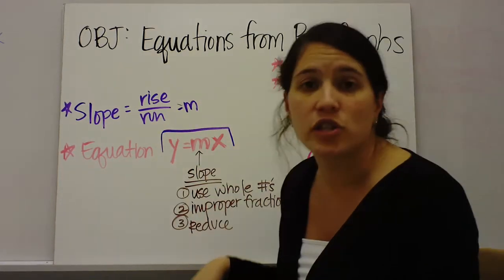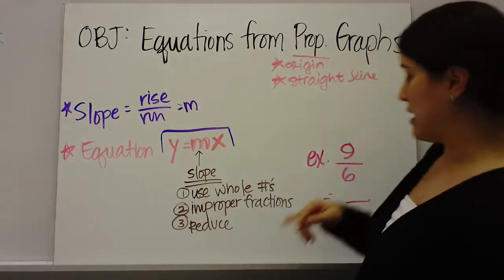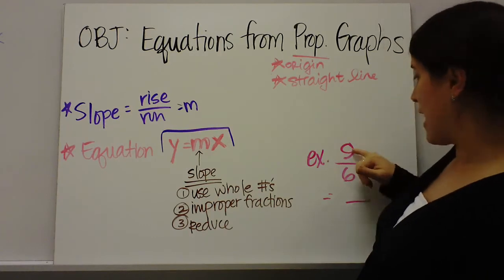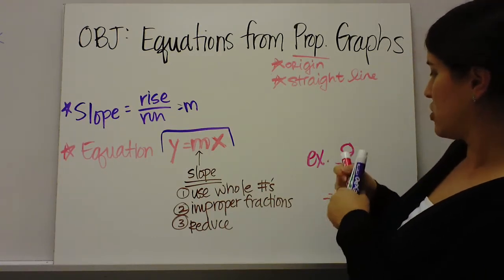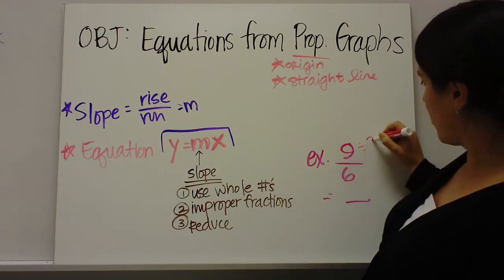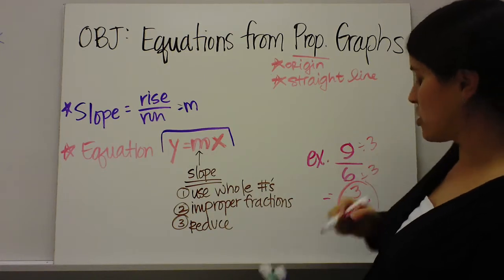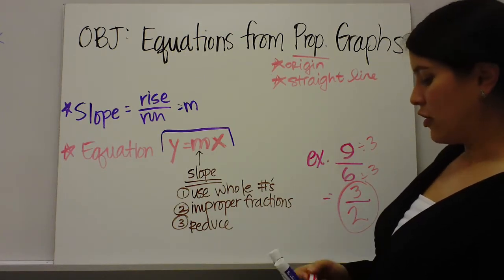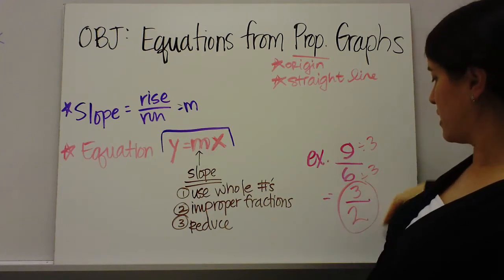And then the last part is to reduce. Just like a ratio, we're going to reduce. So for example, if you had 9/6 as your slope, then you would reduce it by dividing by 3, and you would get 3/2, so your slope would be 3/2. You do not change it to a mixed number. You leave it as an improper fraction.